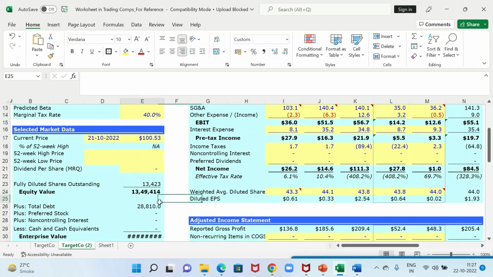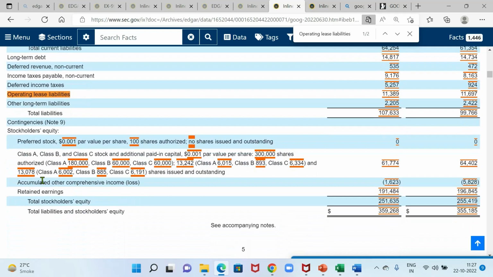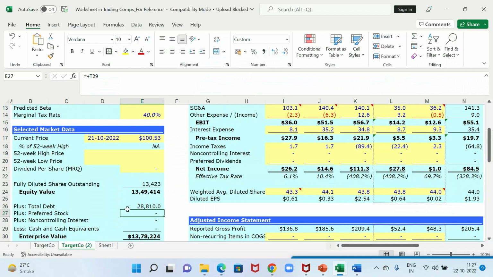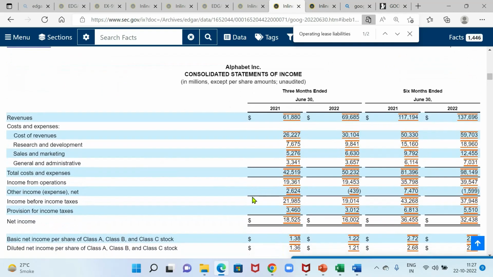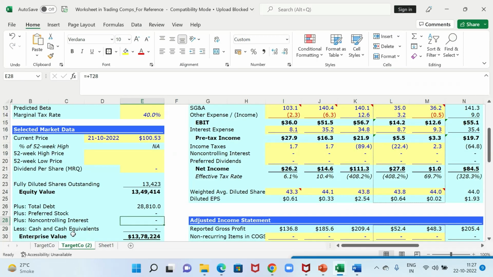For EV, I have computed total debt. Preferred stock, I'll search for preferred stock in my balance sheet. Am I getting preferred stock? It is 0. So you don't need to add. Non-controlling. Are we getting any NCI over here? Non-controlling interest. It should be below the shareholders' equity. I don't see anything. It is 0. Mezzanine or NCI is not available.